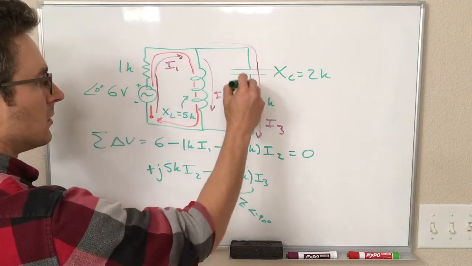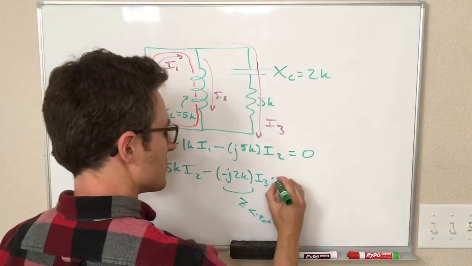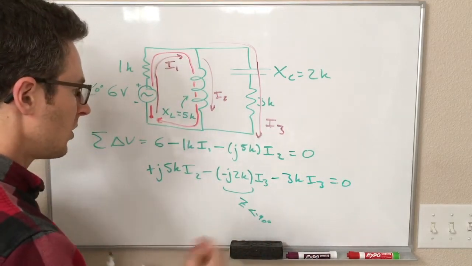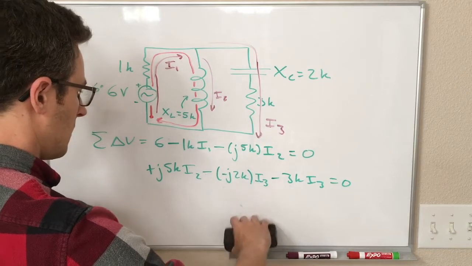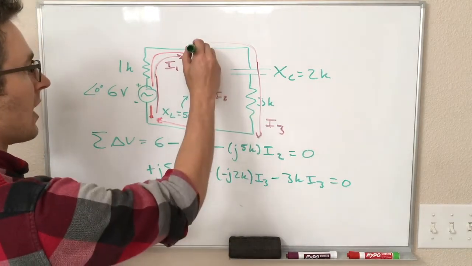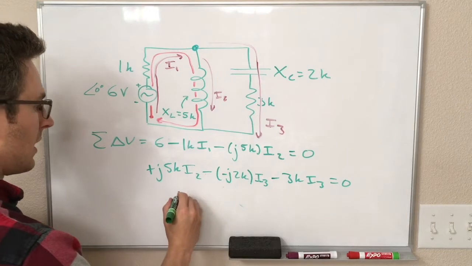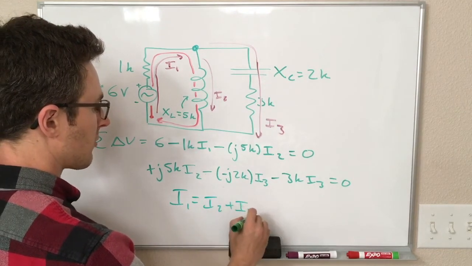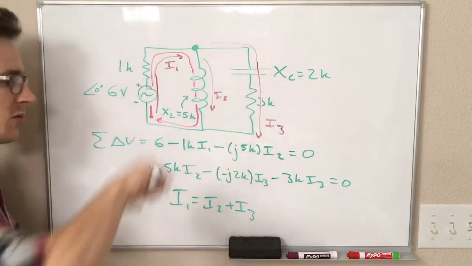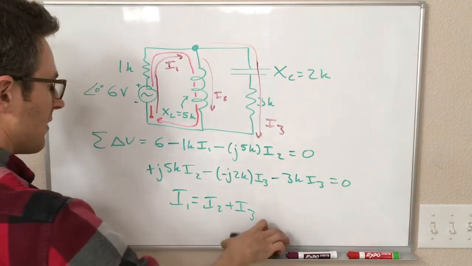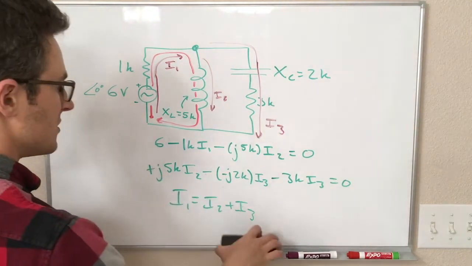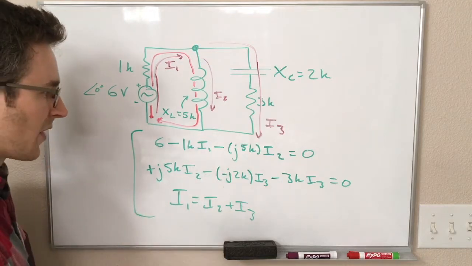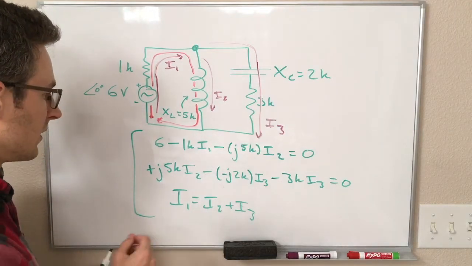Okay, and now we have I3 through a 3 kilo ohm resistor, and that equals 0. And lastly, we have a point at which these three currents meet, and that tells us I1 is equal to I2 plus I3, voltage in equals the two voltages out. And now we have a set of 3 equations and 3 unknowns, linear equations just with complex coefficients on them, that we can solve.